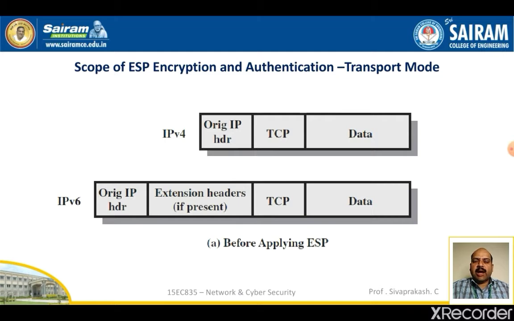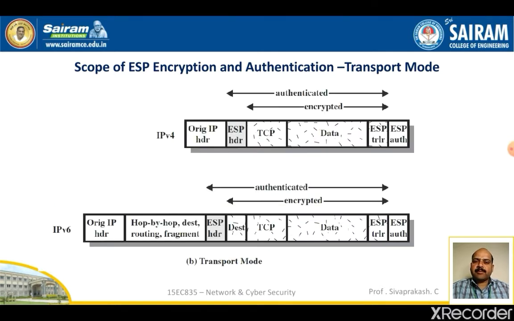Let us see how the ESP is going to be applied, and how that IP packet is going to become visible. For this mode using IPv4, the ESP header is inserted into the IP packet immediately prior to the transport layer header, TCP, and the ESP trailer is placed after the IP packet.